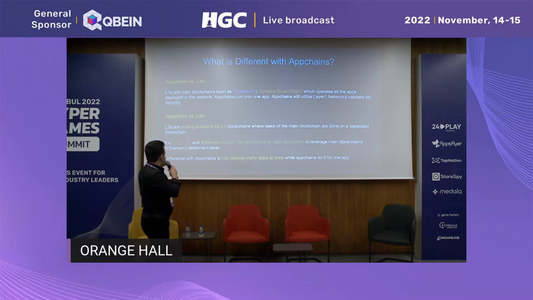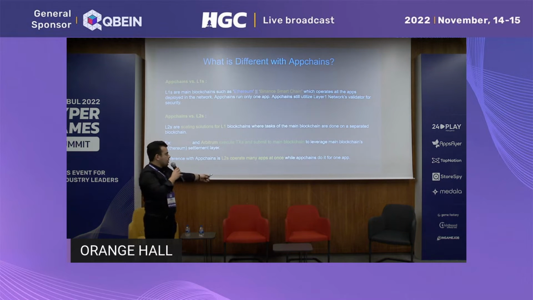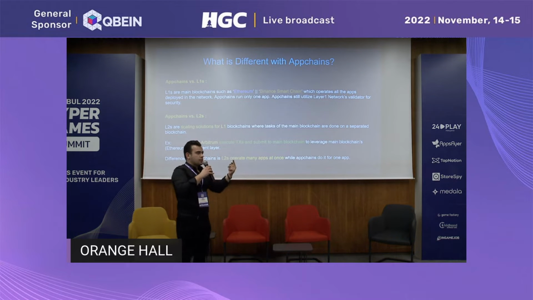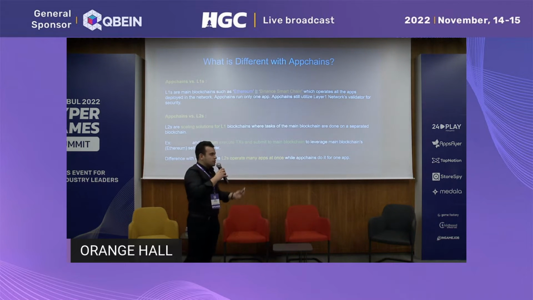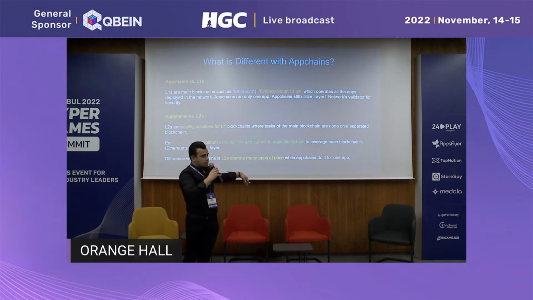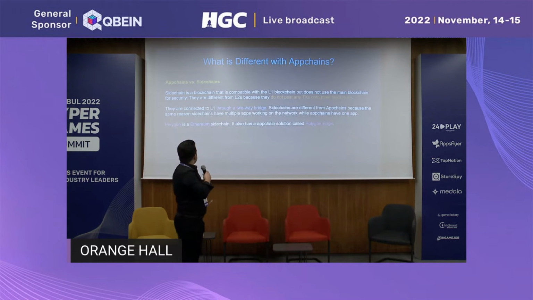I gave an example. Optimism and Arbitrum execute the transactions and submit them to the main blockchain to leverage the main blockchain's settlement layer. You are putting all the transactions into one proof, then you are putting the proof through the Ethereum network settlement layer. By this way, it will be approved, valid, and stored in the blockchain.